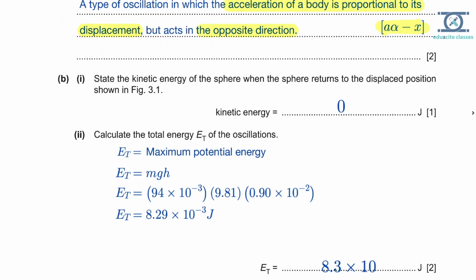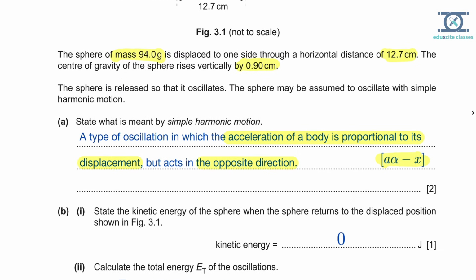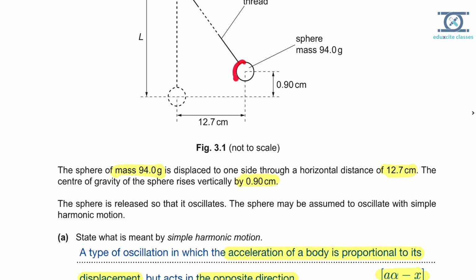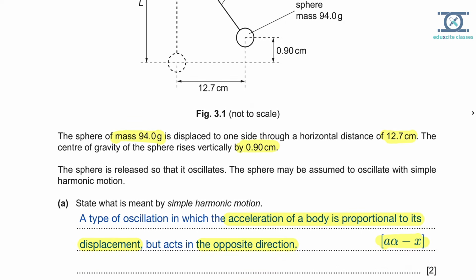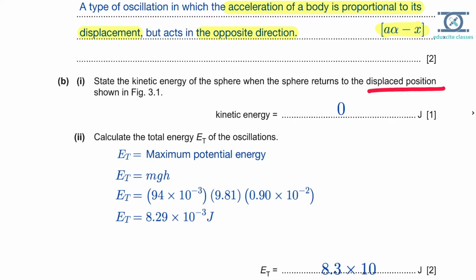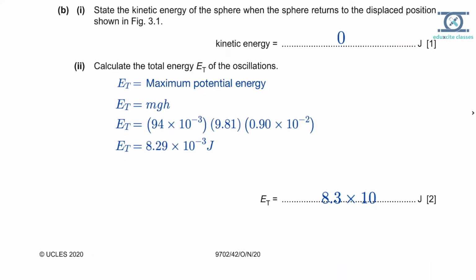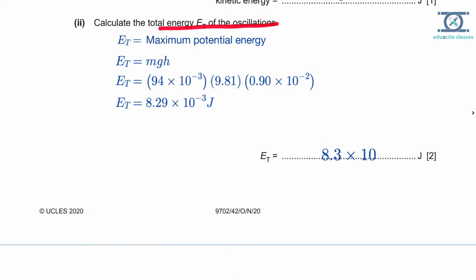Now part B, first part. State the kinetic energy of the sphere when the sphere returns to its displaced position. When it returns to its displaced position, you can see here it will be in a state of instantaneous rest, so the velocity will be 0. So at the maximum point, the kinetic energy at the displaced position shown here will be 0 joule.